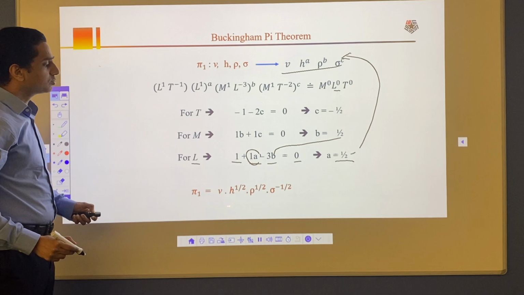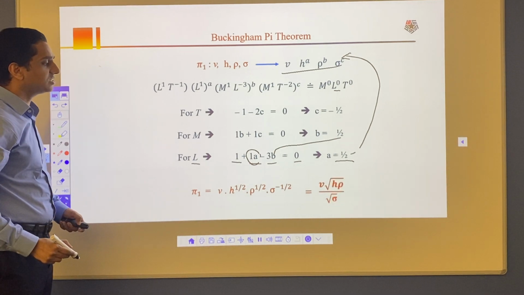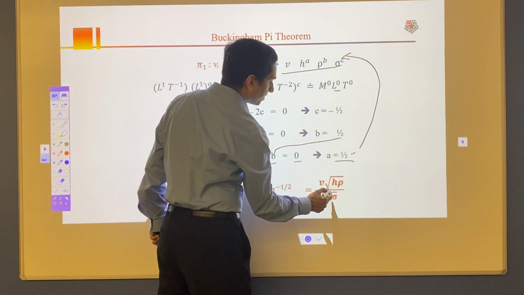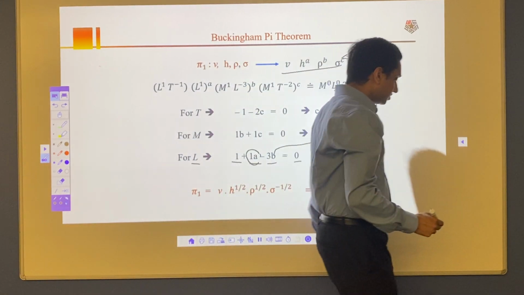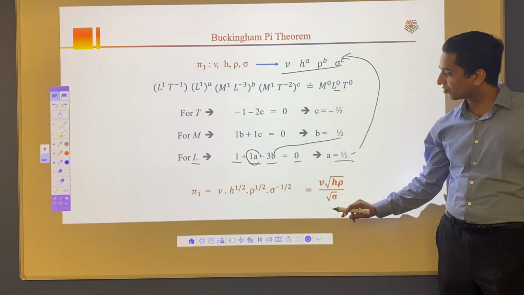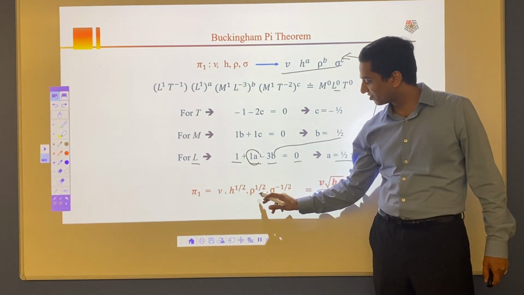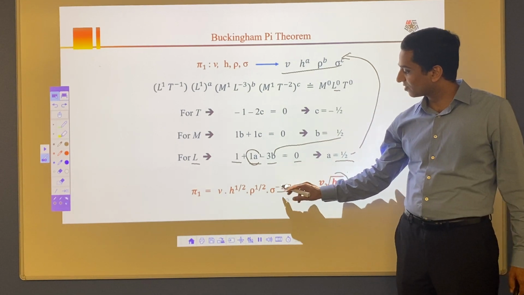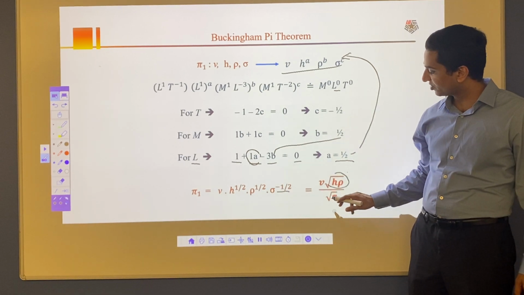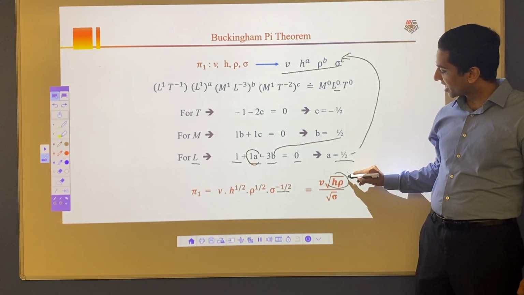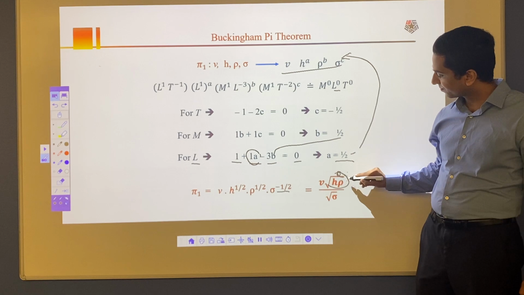Once you do that, it will look something like this, and you can rearrange it, and then you will get this part. V h rho divided by under root h rho divided by sigma. So here, if you can see here, we have raised to half, raised to half. So that's my raised to half. And then here minus raised to half, minus sign, it's going to be a denominator, raised to half is under root, and that's my pi term. That's my answer that I'm looking for.